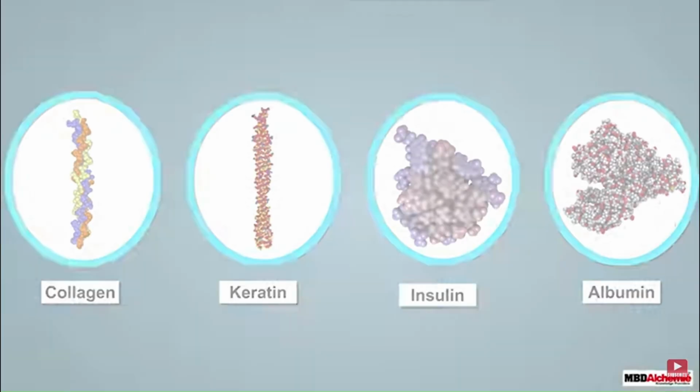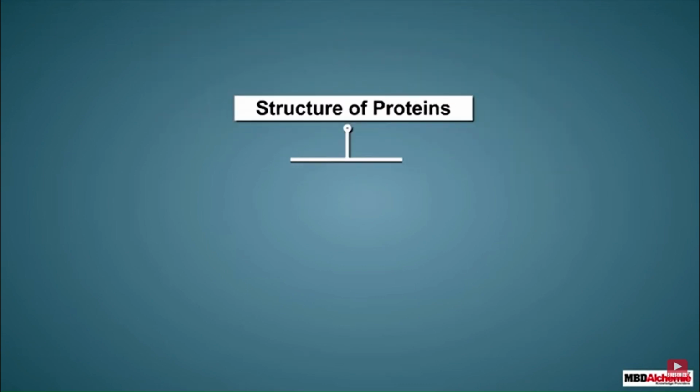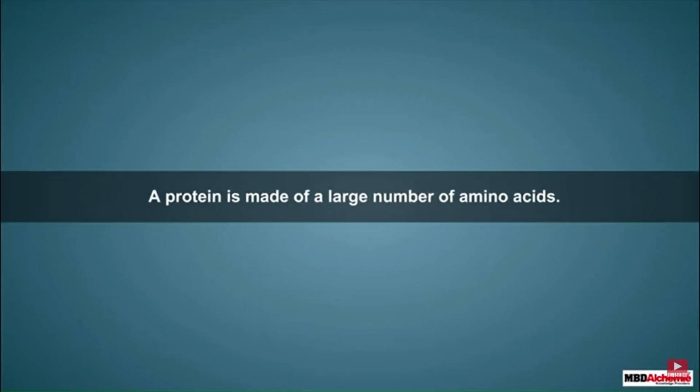As you can see, the structure of proteins is quite complex. Let us study about this complex structure of proteins in detail. We can study the structure of proteins in 4 different levels, that is, primary, secondary, tertiary and quaternary structure of proteins. As we already know, a protein is made of a large number of amino acids.